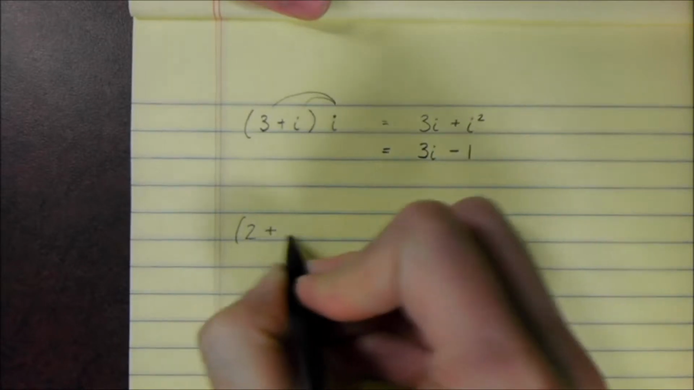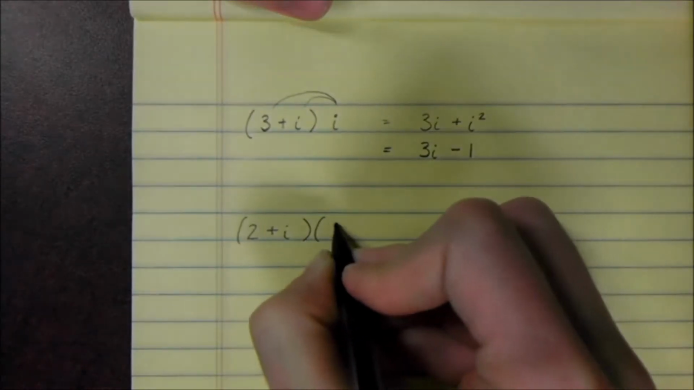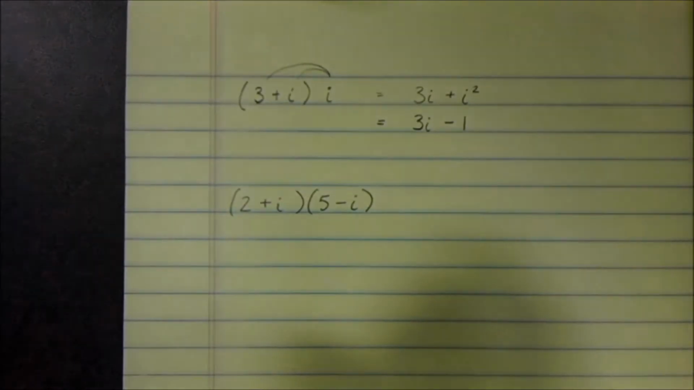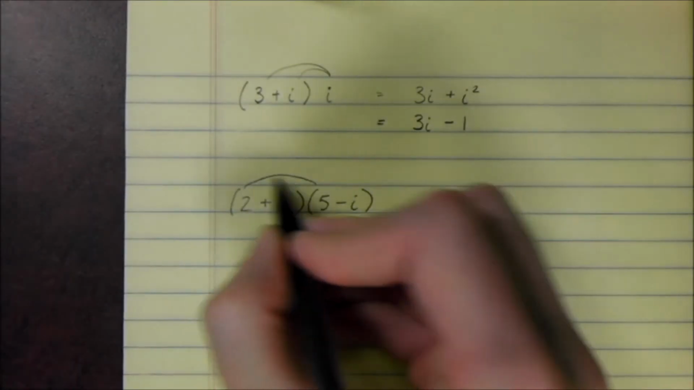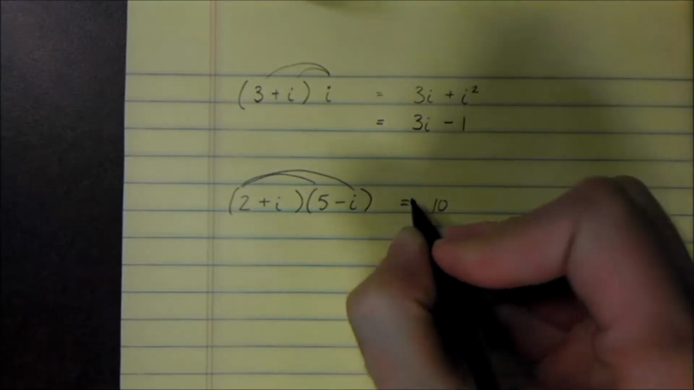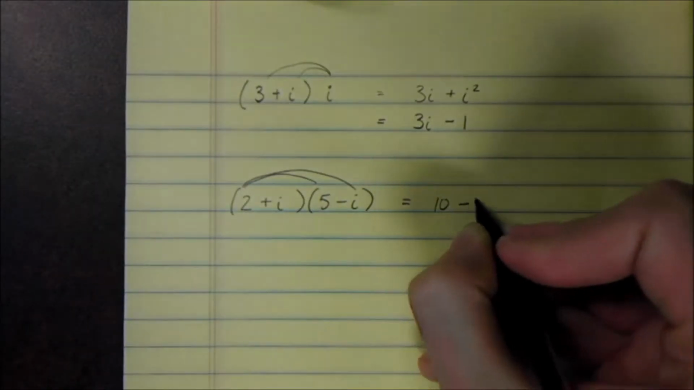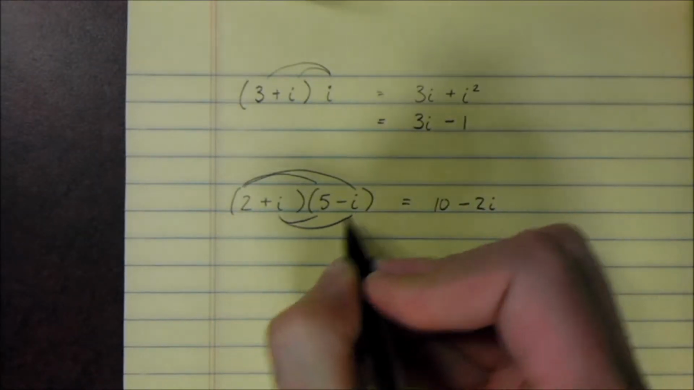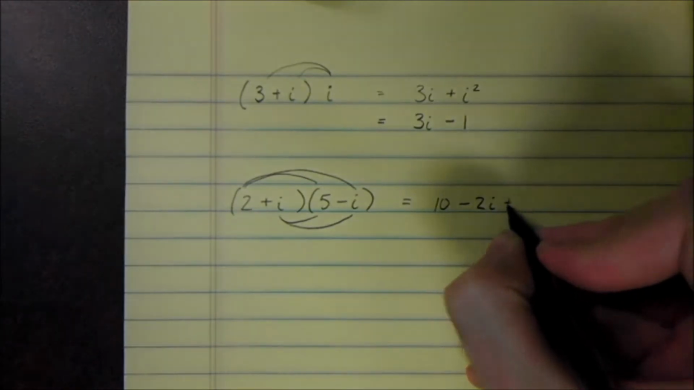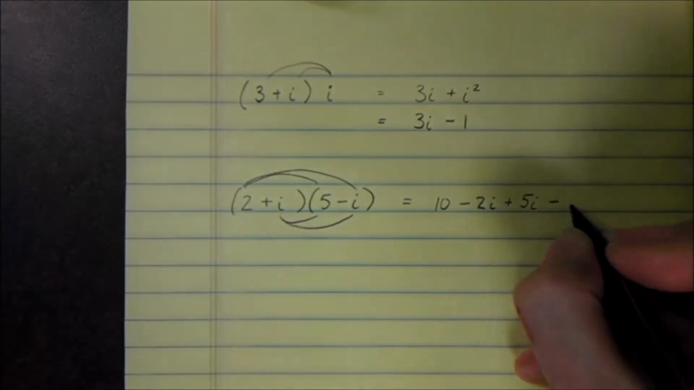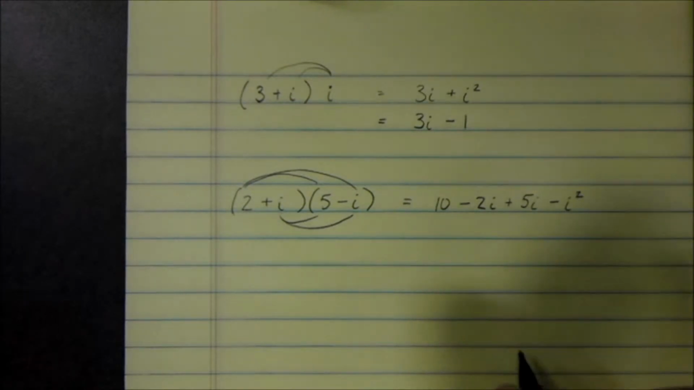What if we have one like this? Well, here we're going to have to distribute twice. So let's start out with 2 times 5. That would be 10. 2 times -i would be -2i. And distribute the second term. i times 5 would be 5i, and i times -i would be -i squared.